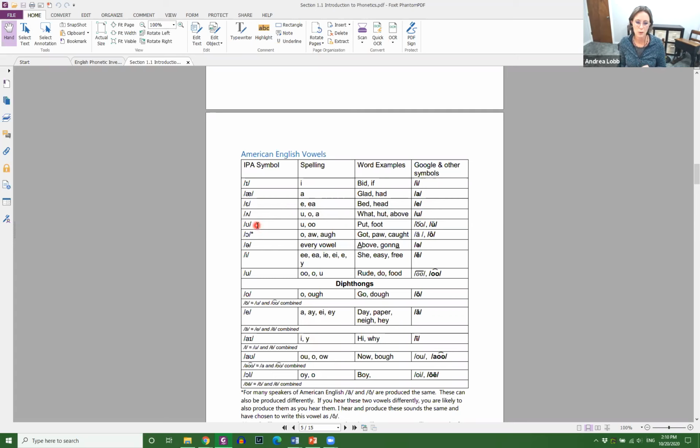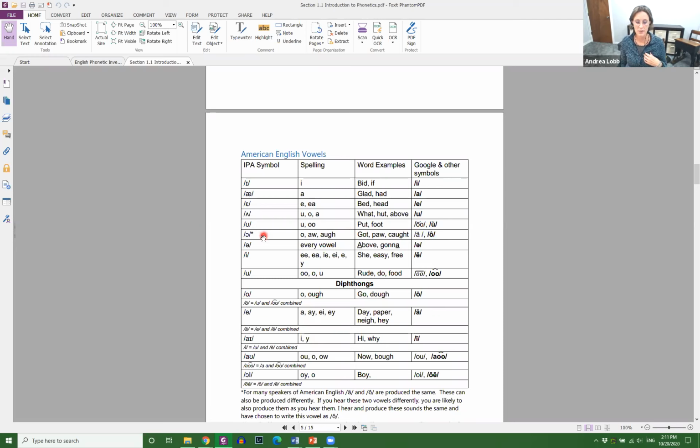I think this looks like a little bit of a horseshoe in the International Phonetic Alphabet. In Google, you're going to see it written with this kind of sloping thing over the double O. Foot, put, good, look. I tend to write it as a U with the slope because this symbol was too difficult for me to write with my keyboard.